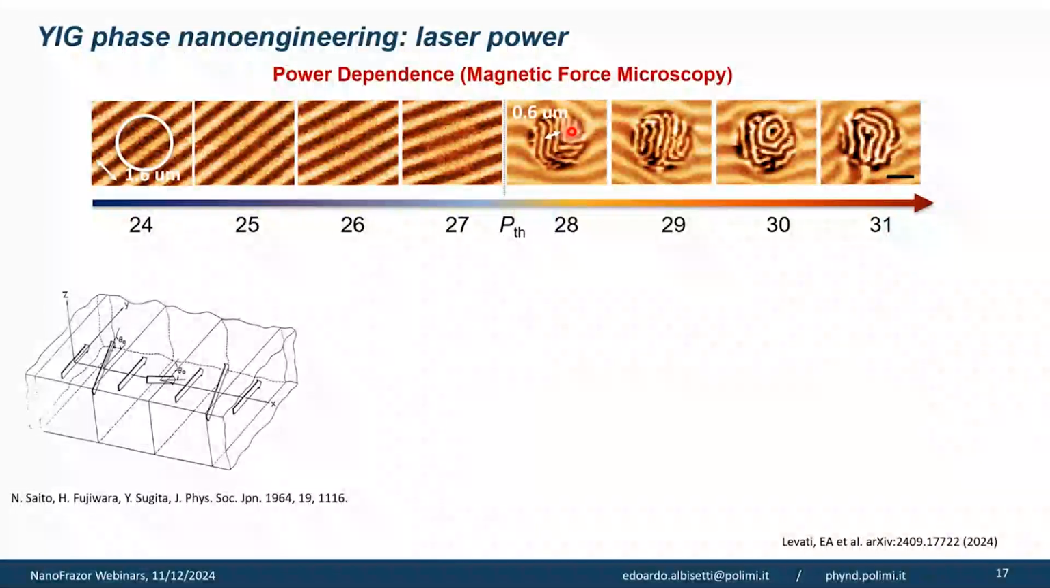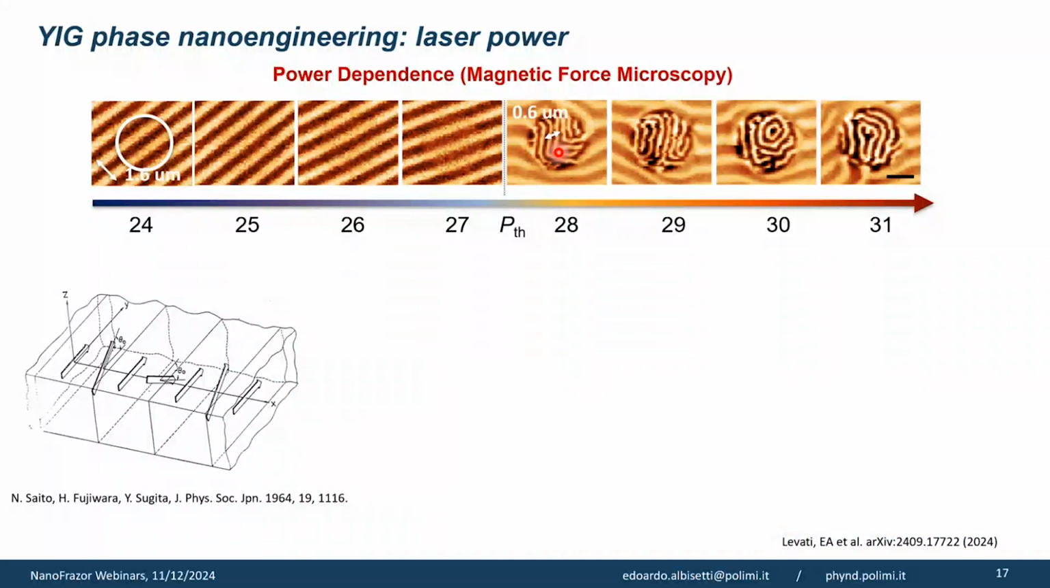And then abruptly, we have a complete change in the domain structure of the material here. And you see that the most striking difference is the periodicity of the stripes that are created in this circular pattern, which passes from 1.6 micron to 0.6. And in magnetic terms, this is a huge difference.